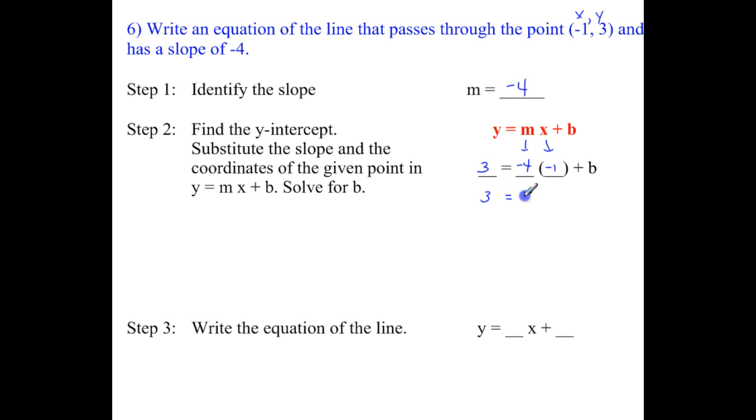-4 times -1 is a +4 plus b. I'm going to use my inverse operations. I see that b must then be equal to -1. So my slope is -4, that was given to me in the original problem. I figured out that my y-intercept was a -1. You could also write this as -4x minus 1. These guys are the same thing.